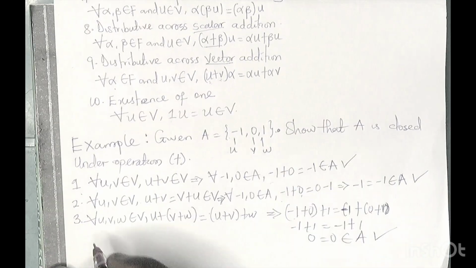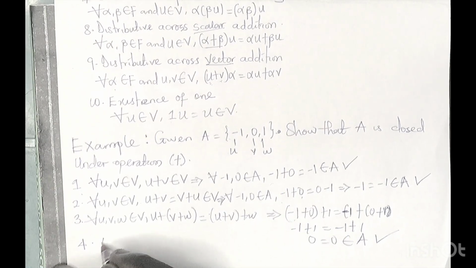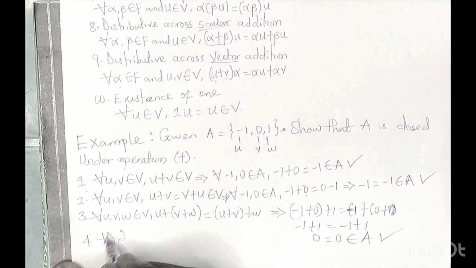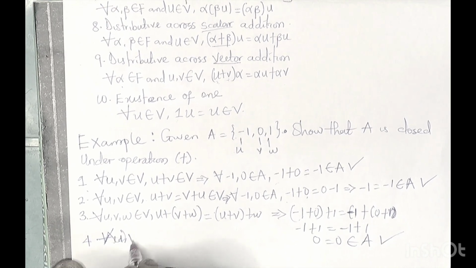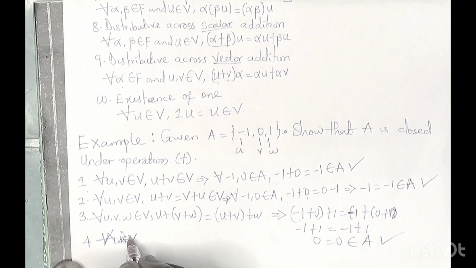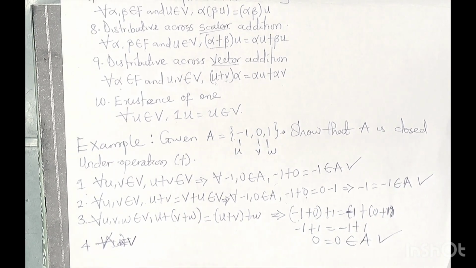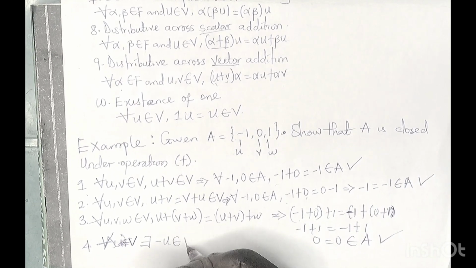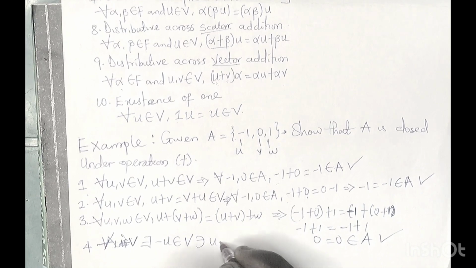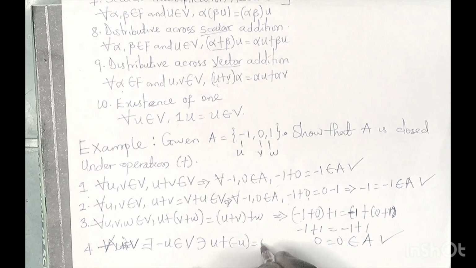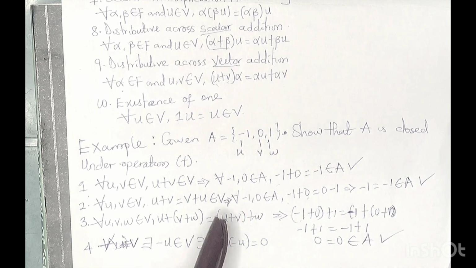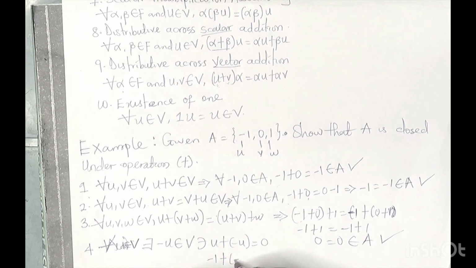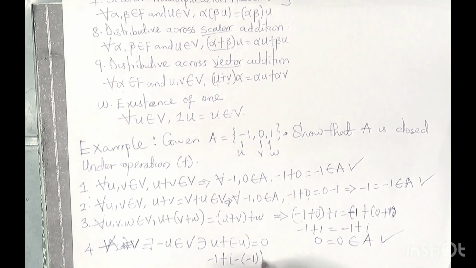Now, the fourth one is what we call the additive inverse. An additive inverse says that for every u in V, there exists minus u in V such that u plus minus u should give me 0. Now, you know that our u here is minus 1. So if I use it, this is minus 1 plus minus 1.